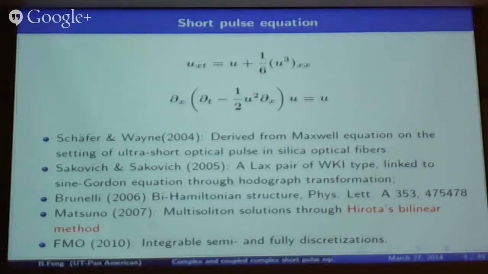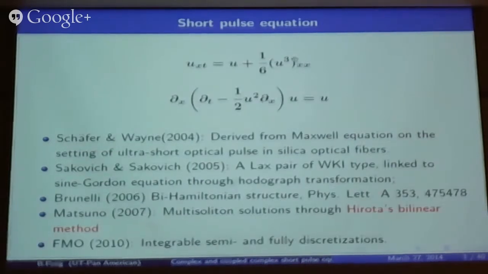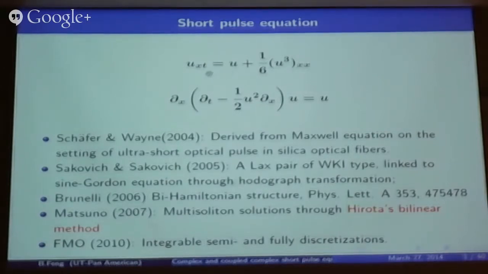And this has been done in the last 10 years. One of the successful models was made by Schäfer and Wayne at Boston University. They start from the Maxwell equation and give a very simple but very meaningful model to describe the propagation of the ultra-short pulse. And it's very interesting that this equation is also integrable. That means it has many nice properties: we can have a Lax pair, we can construct the bi-Hamiltonian structures, this equation has an infinite number of conservation laws, and also we can construct its exact solution.